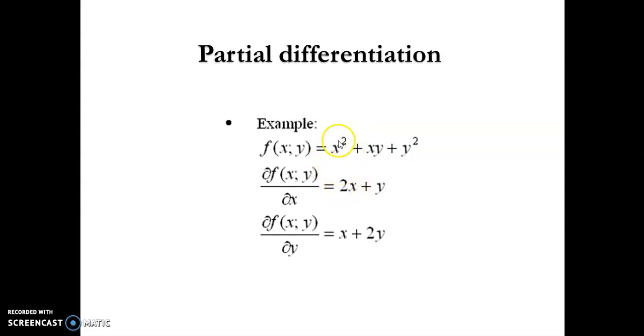Now I'm going to jump to the last term, and if we were to differentiate y with respect to x, we are going to get 0. Similarly, if you were to differentiate y squared with respect to x, you are also going to get 0. So we're treating it as a constant, and last week we saw that constants differentiate to 0.